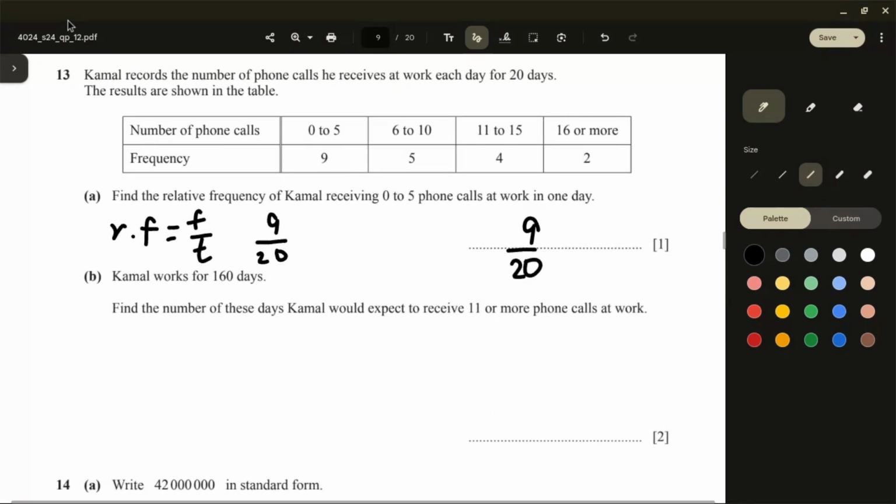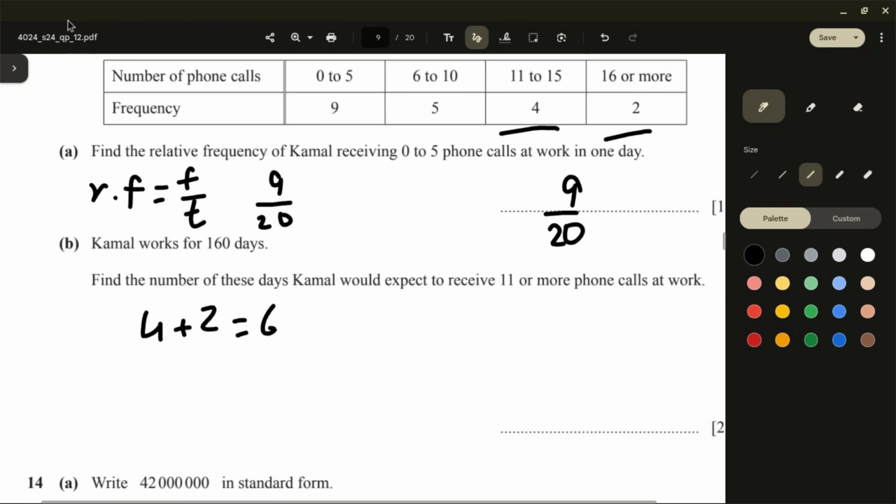Moving on. Kamal works for 160 days. Find the number of these days Kamal would expect to receive 11 or more phone calls at work. So the question is saying to find out the frequency for 11 or more phone calls for 160 days. 11 to 15 phone calls have come in 20 days 4 times, and 16 or more, they are 2. So when we add 4 plus 2, this will give us 6. The 6 is telling us that there will be 6 phone calls in 20 days. So when we divide 6 by 20, this will give us the value for 1 day, and when we multiply it by 160, we will get the value for 160 days.